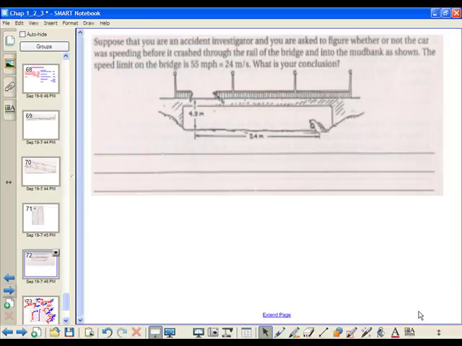We have this thing that looks like this. So you are an accident investigator, and by the way, do not read in the problem, just take it for what it looks like. Whether or not this guy was speeding before it crashed through the rail of the bridge into the mud bank. So notice our bridge is 4.9 meters above. Think about what that is. By the way, this is real world data. We'll talk about that in a minute.